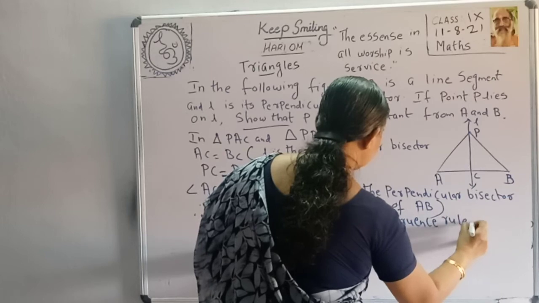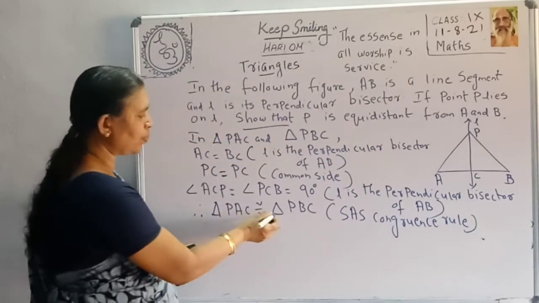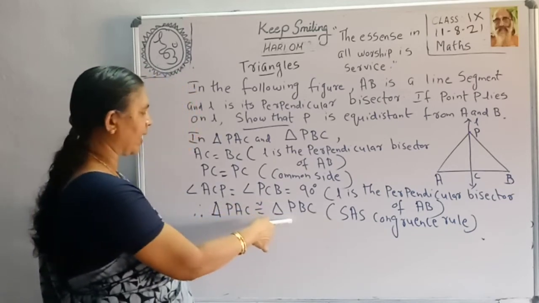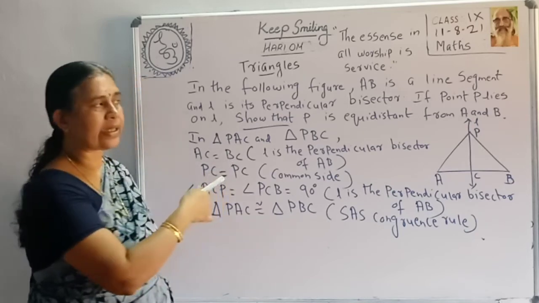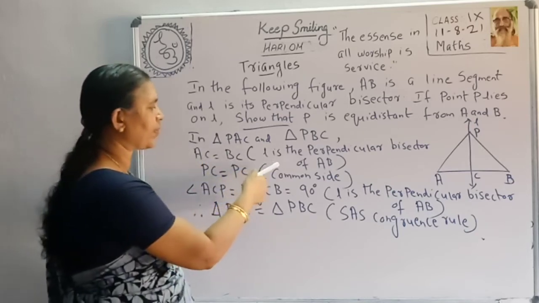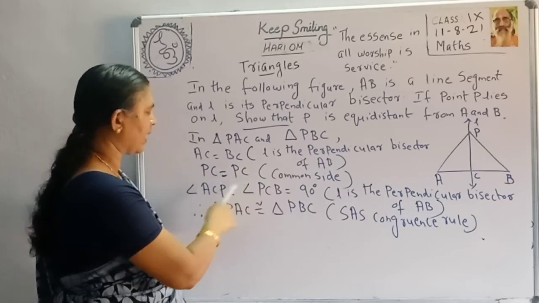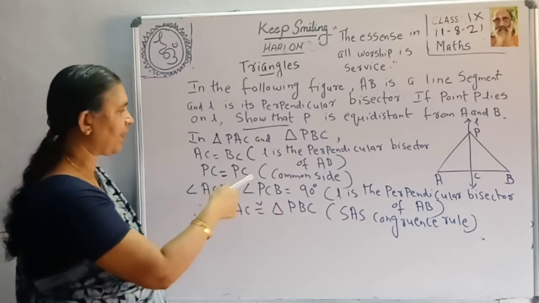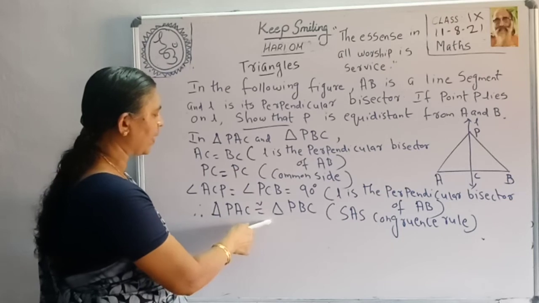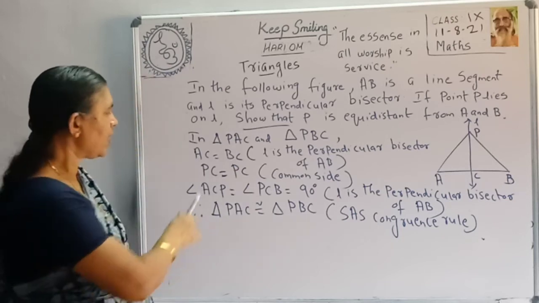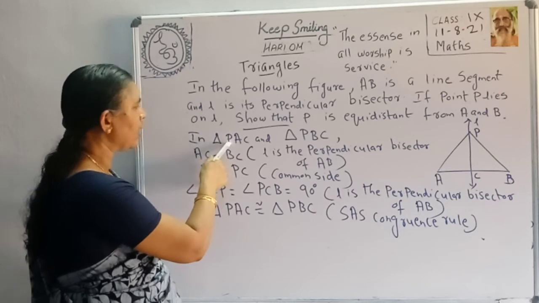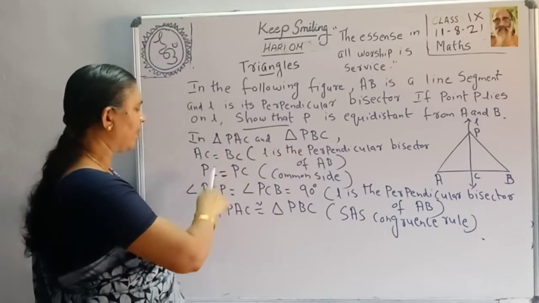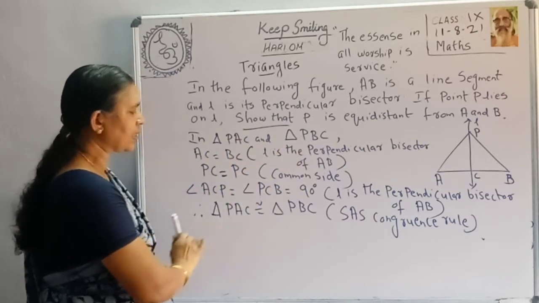SAS congruence rule: two triangles are congruent if two sides and the included angle of one triangle are equal to the two sides and the included angle of the other triangle. So here, AC is equal to BC because it is given in the question that L is the perpendicular bisector of AB. PC is equal to PC, common side. Angle ACP is equal to angle PCB equals 90 degrees because L is the perpendicular bisector of AB. Therefore, triangle PAC is congruent to triangle PBC by SAS congruence rule.